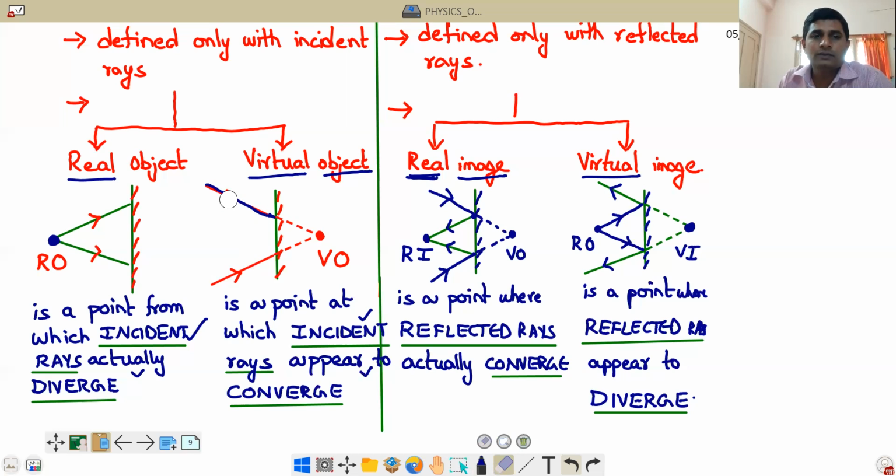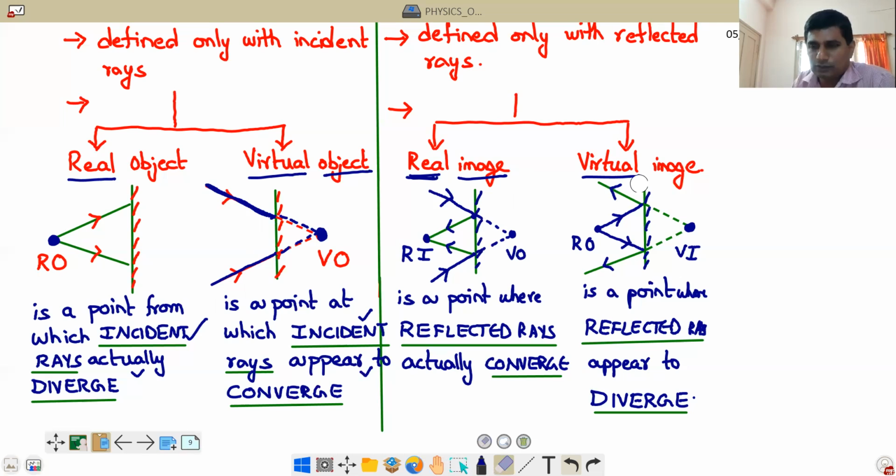Now if you extend these incident rays, what will happen, friends? They'll meet at one point. But they only appear to meet at one point. They're not actually meeting, because when this ray is incident here, afterwards it will get reflected like this. We are only extending it. It's not happening there. So it appears to converge. Therefore, a virtual object is a point at which incident rays appear to converge. Appear, it's only appearing. Whereas a real object is a point from which the incident rays actually diverge.